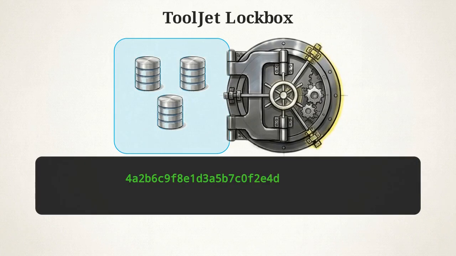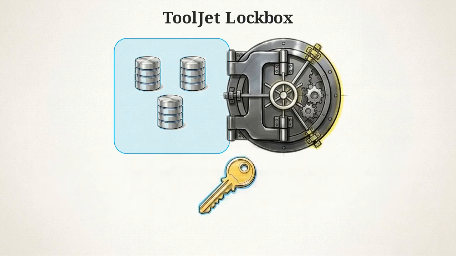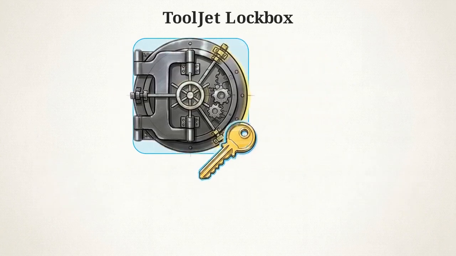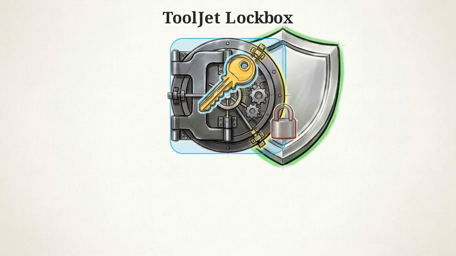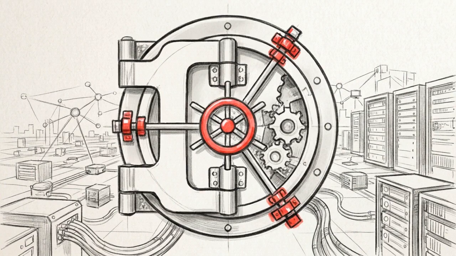ToolJet uses a lockbox system to protect your data. You must generate a 32-byte hexadecimal string using OpenSSL to serve as the master key. This key encrypts all external database credentials and API keys provided by your users. Store this key in a secure offline location. If you lose the lockbox master key, you lose the ability to decrypt and access every external data source connected to the platform.